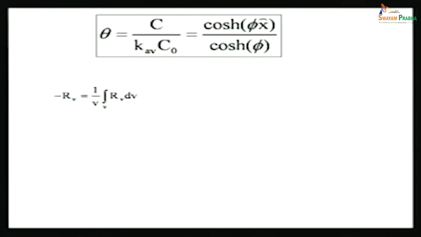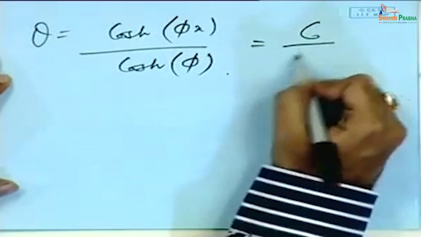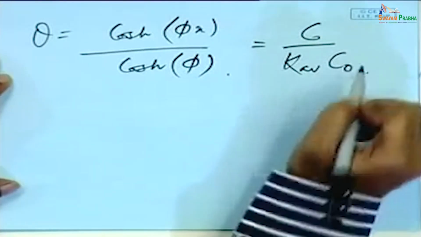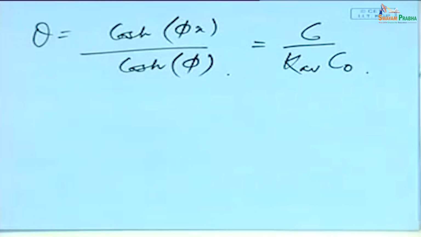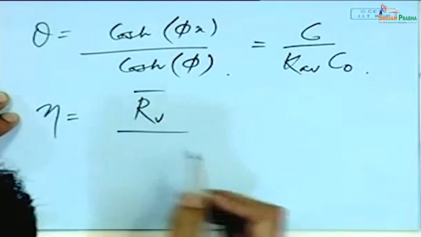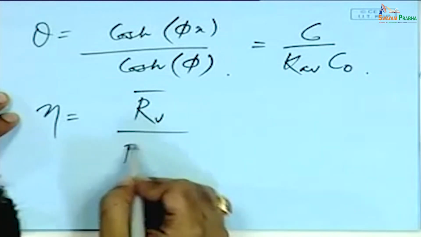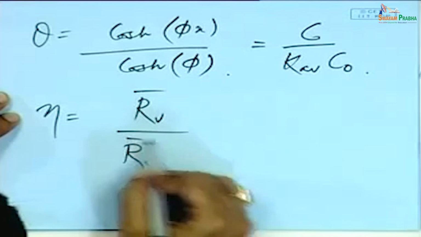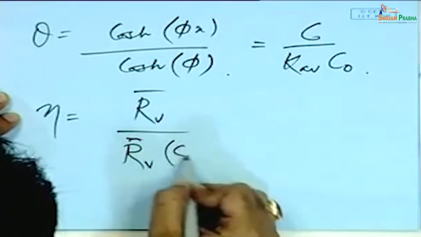So, this is what I have over here, which equals C over kV C naught. Okay. Now, what we intend to do now is find my effectiveness factor, eta. So, eta, if you remember, was defined as R of V average over R of V evaluated at CS.